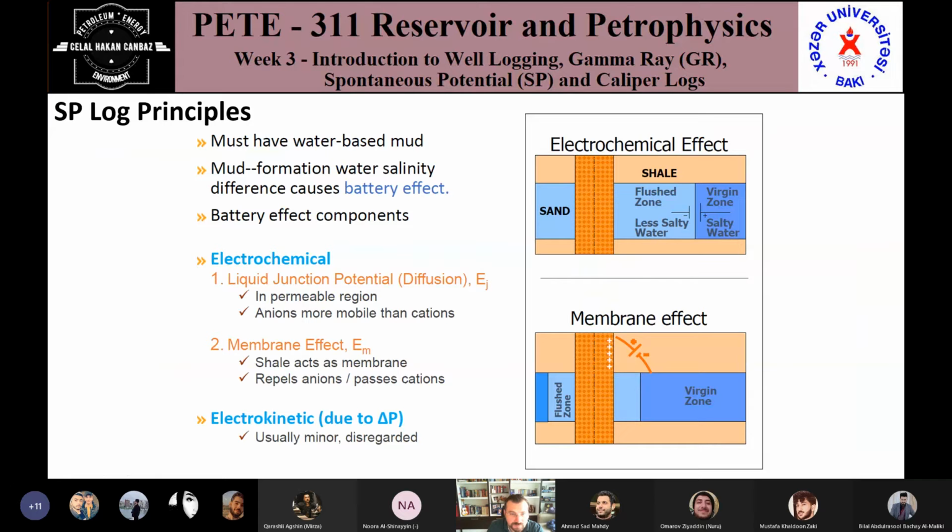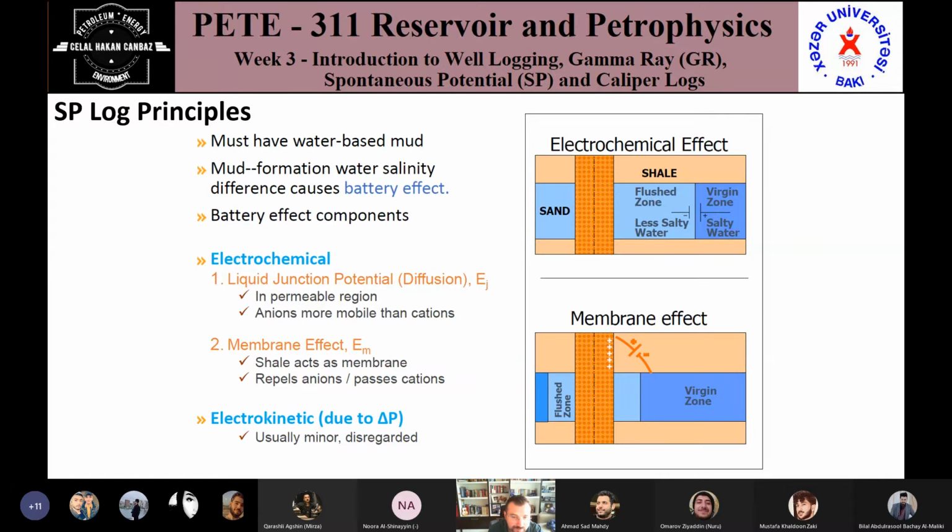All right, so SP log principles. When you are using the spontaneous potential log, your mud has to be water-based mud. First one, this one: water-based mud has to be used. Mud and formation water salinity difference causes the battery effect. And the battery effect has electrochemical components and electrokinetic components, sourced by the delta P.